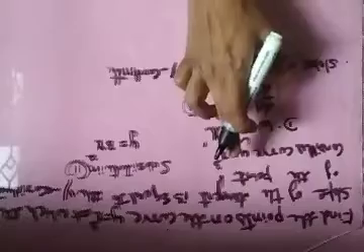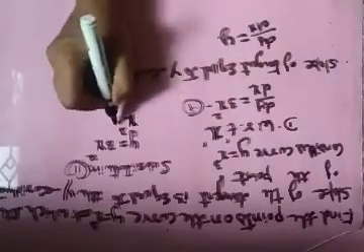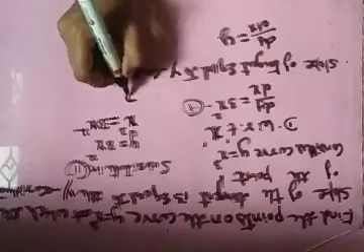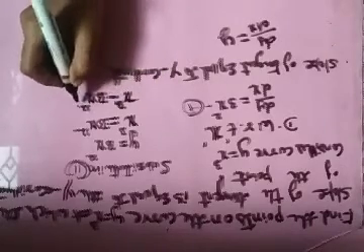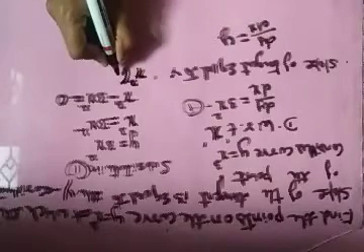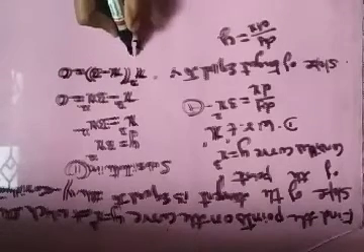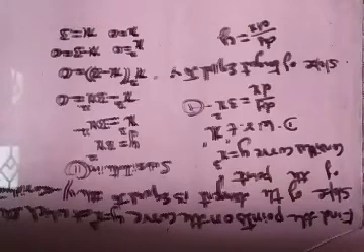Y can be replaced by x cube. So x cube is equal to 3x square. So x cube minus 3x square is equal to 0. Take out the x square as common. So x square into x minus 3 is equal to 0. It means x square is equal to 0, so x is equal to 0, or x minus 3 is equal to 0, so x is equal to 3.